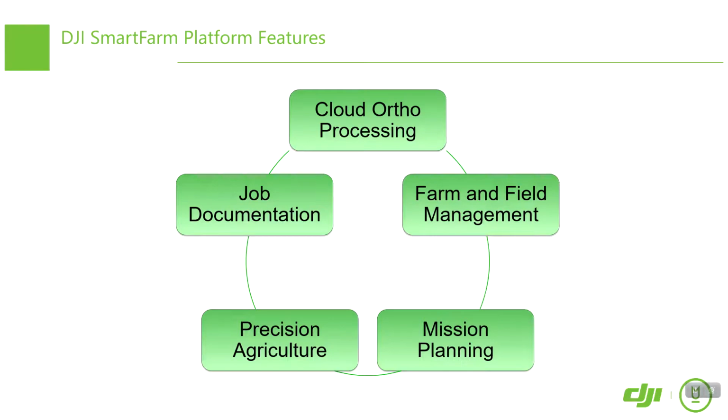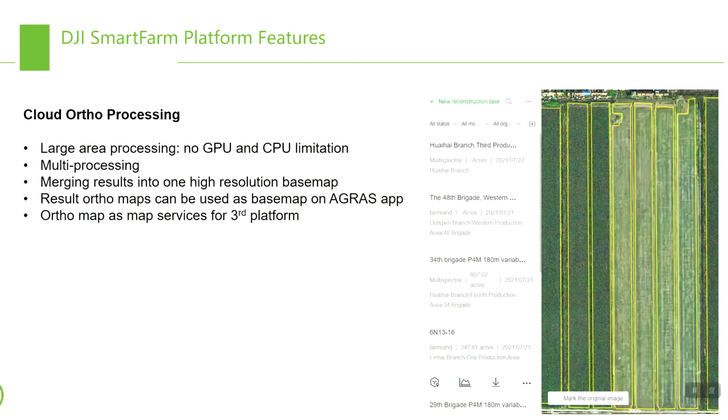Here are the major features of DJI SmartFarm: cloud auto processing, farm and field management, mission planning, precision agriculture, and job documentation. First of all, cloud auto processing.